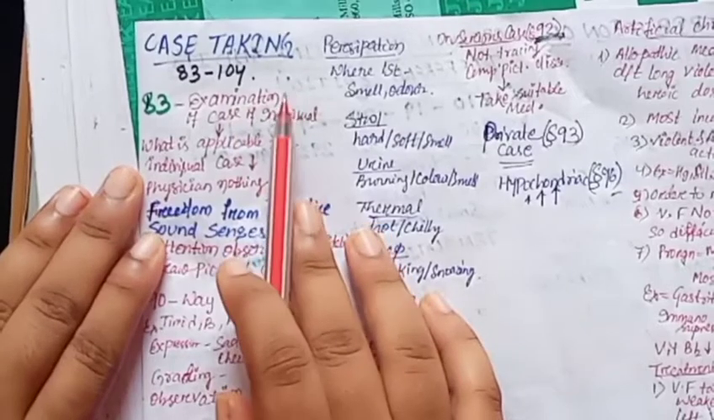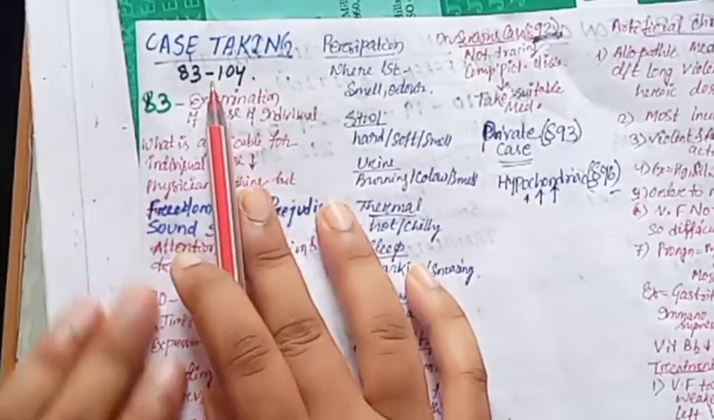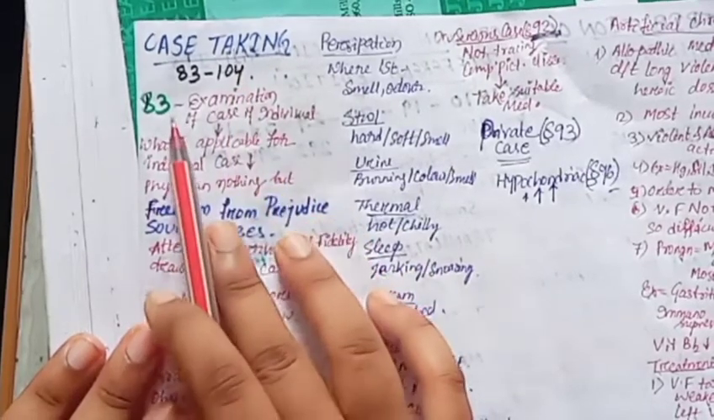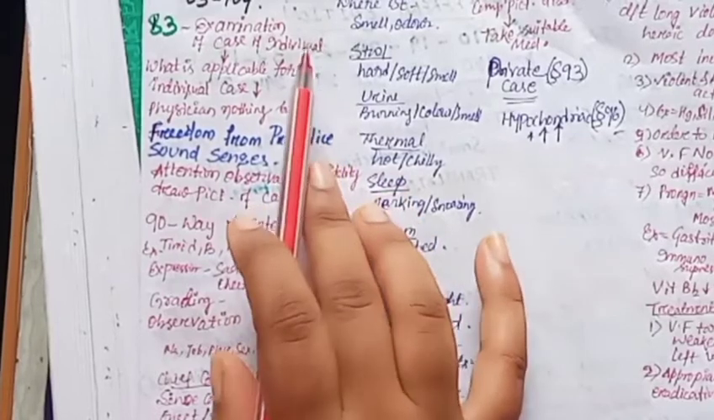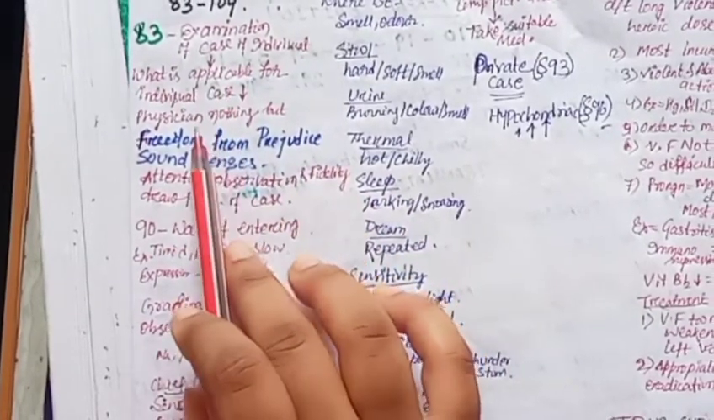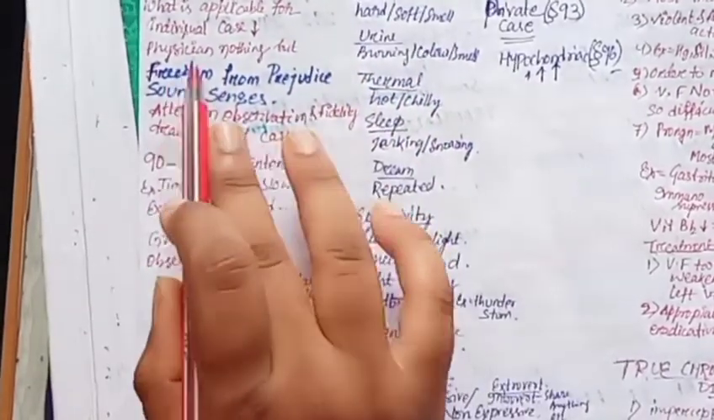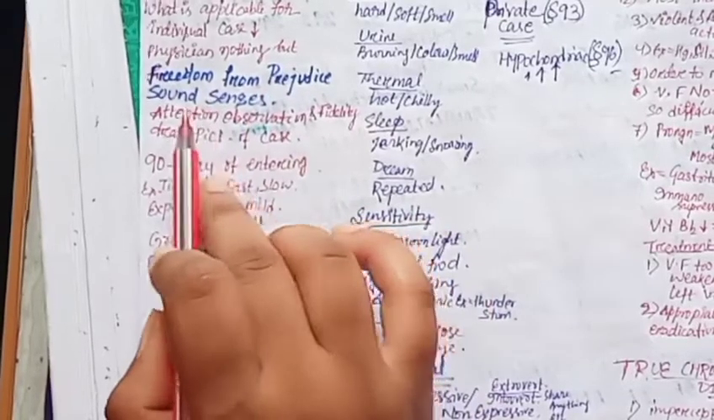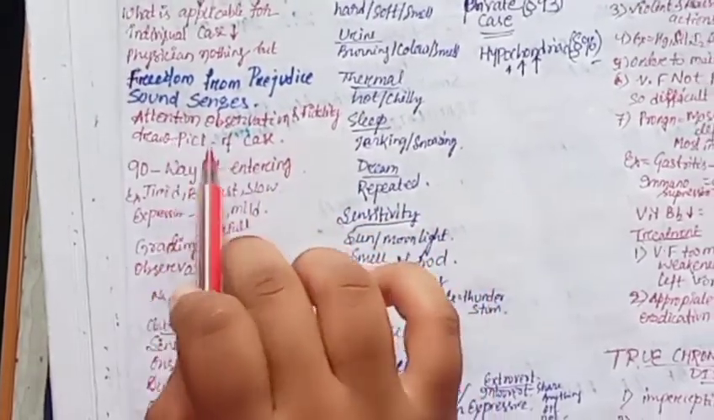About case taking. Case taking is described in aphorisms 83 to 104. Hahnemann explained that the examination of an individual case is what is applicable for that individual case, and the physician should notice it by case taking. So this physician should have freedom from prejudice, sound senses, attention in observation, and fidelity in drawing the picture of a case.